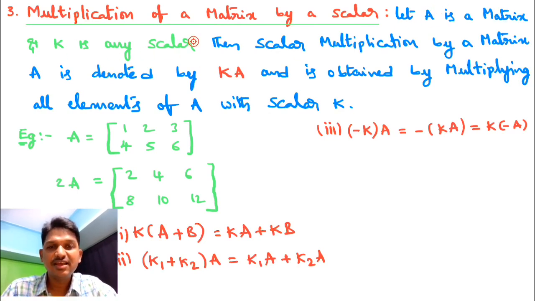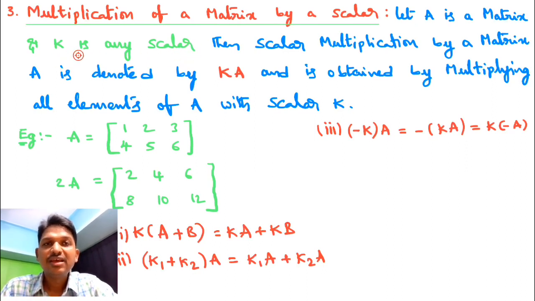K is any scalar. Scalar means what? It is a constant, like 1. In physics, I think you already know about scalar. A constant we treat as a scalar. Here scalar means a constant number, right? K is scalar. That means K is any constant. Okay, K is any scalar. Then scalar multiplication of a matrix A is denoted by KA. You try to understand. In this KA, K is scalar, K is constant, and A is matrix.